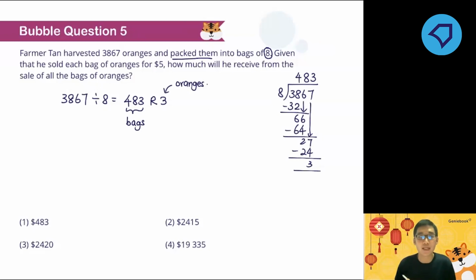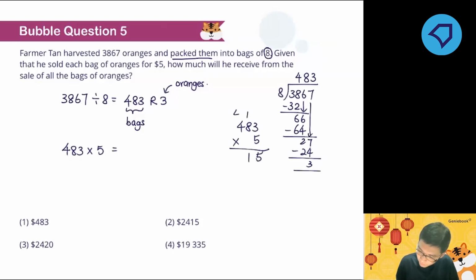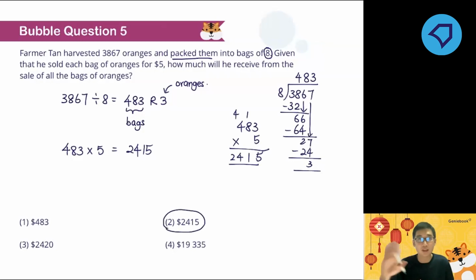So with the 483 bags, each bag will be sold for $5. So we will take 483 multiplied by 5. Let's do the multiplication. Altogether, Farmer Tan will be receiving $2,415 from selling all the bags of oranges, excluding the 3 oranges that were remaining. So $2,415 is the answer.